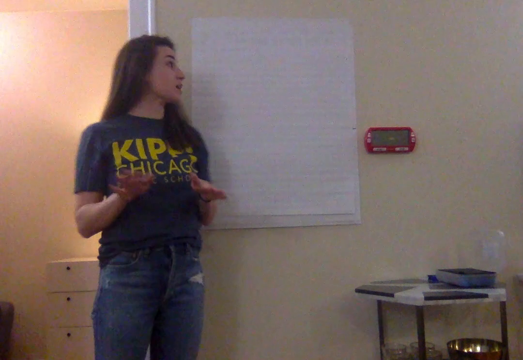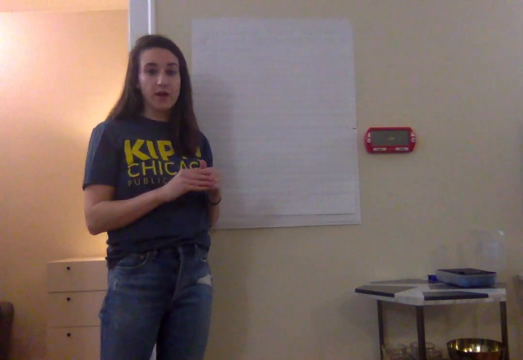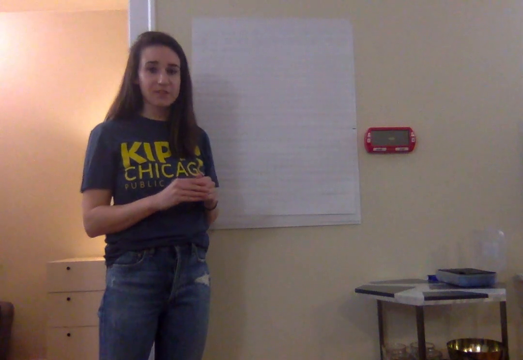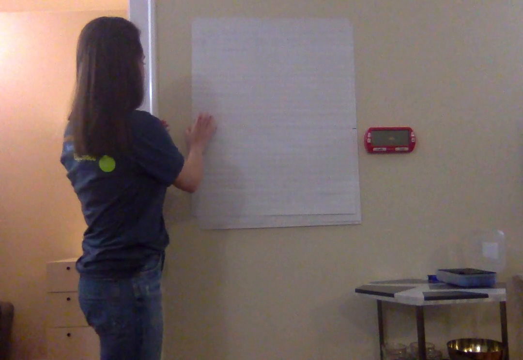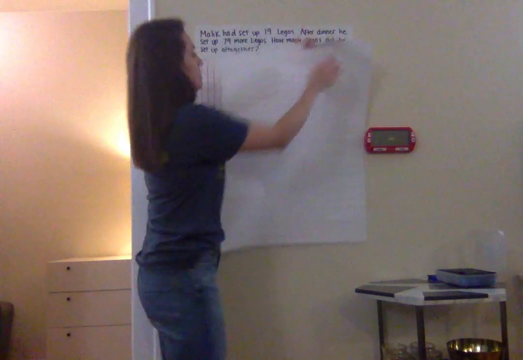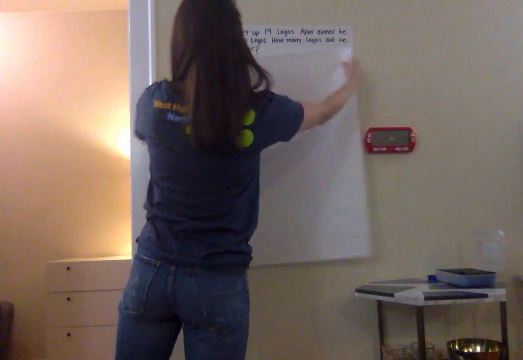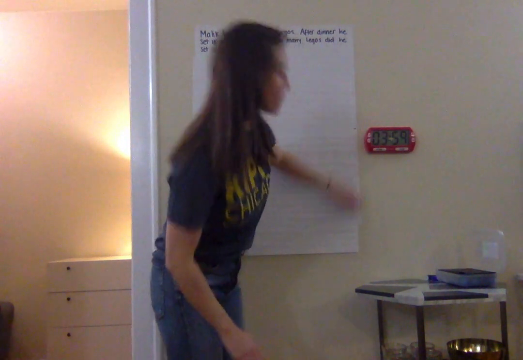I'm going to set the timer. I'm going to put the problem back down, and you're going to spend 4 minutes drawing and showing me how to solve this problem to figure out how many Legos Malik has all together. Let me take the paper down so you can see the words again. Get your paper and pencil ready. Timer set for 4 minutes. Go ahead and get started.